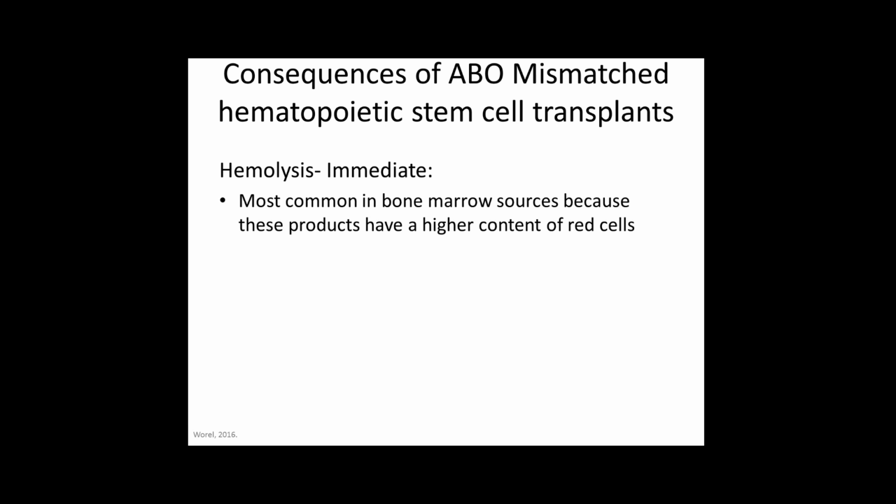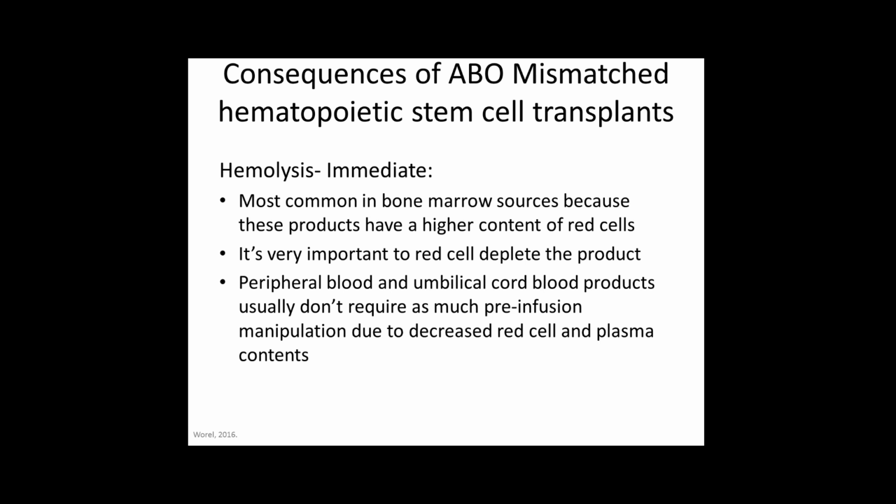Immune-mediated hemolysis of the immediate type is most common in bone marrow sources because these products have a higher content of red cells, and I'll show a picture of that in the next slide. Therefore, it's very important to red cell deplete the product. Peripheral blood and cord blood products usually don't require as much pre-infusion manipulation because they have decreased red cell and plasma contents.